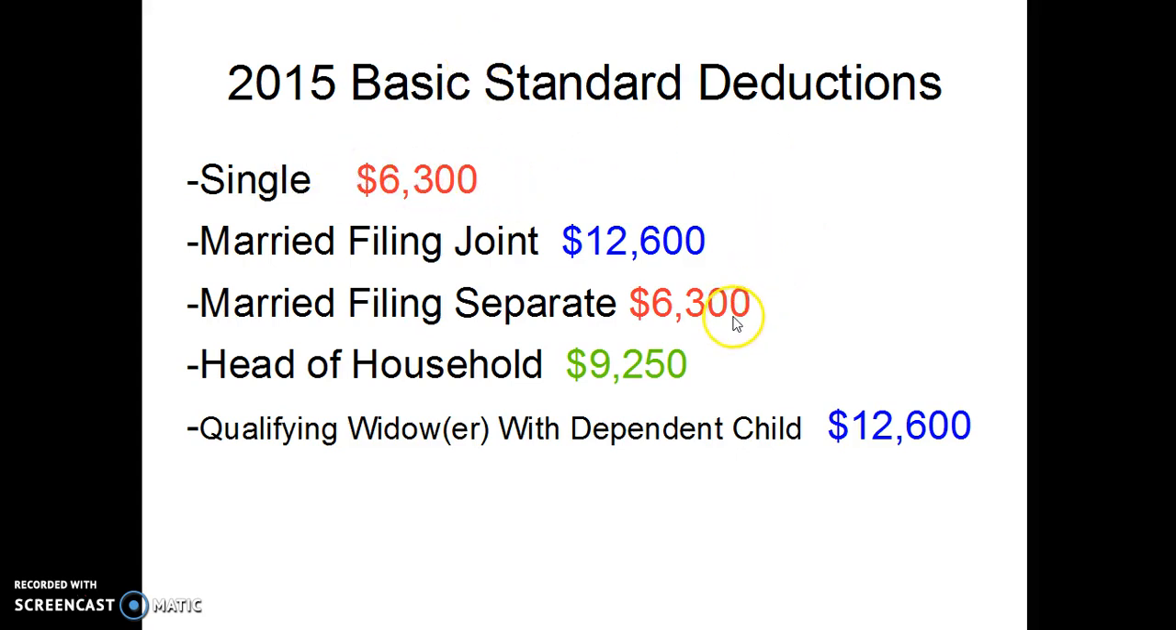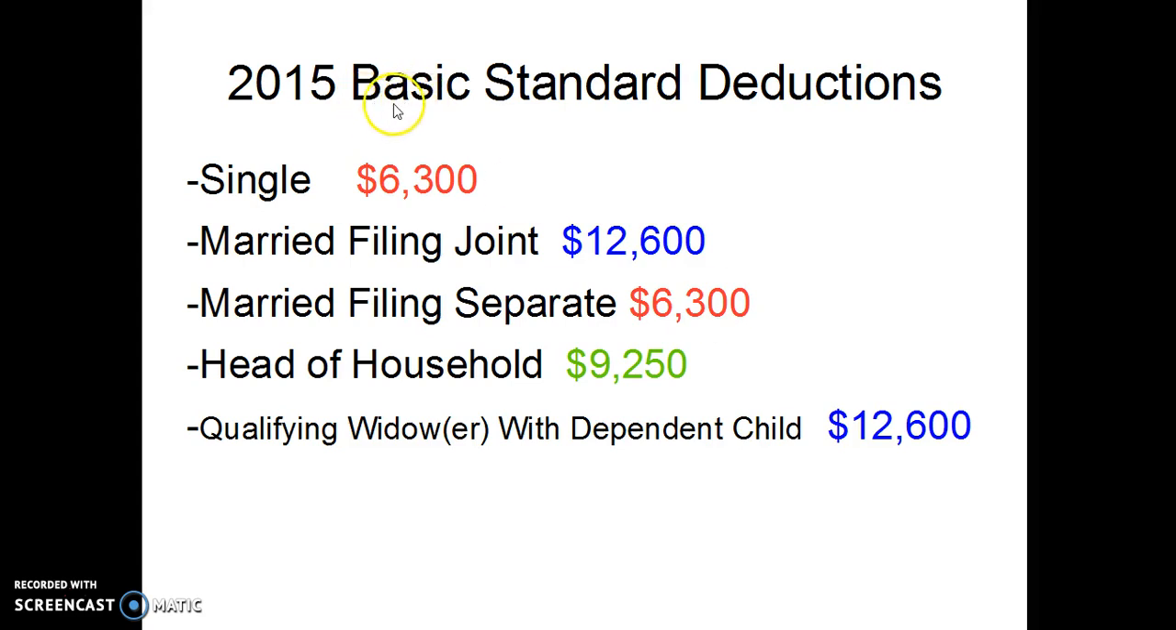Single and married filing separate is the same. Married filing joint and qualifying widower is the same. And then this is 2 times this, so 6,300 times 2 is 12,600. Head of household is always a different number, and it happens to be 9250. So all you need to memorize, if you do want to memorize, is the single and the head of household, because you can come up with the others. Like, we went over this in the filing status videos.